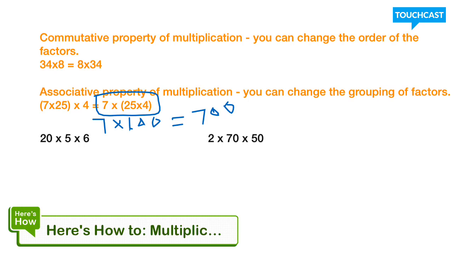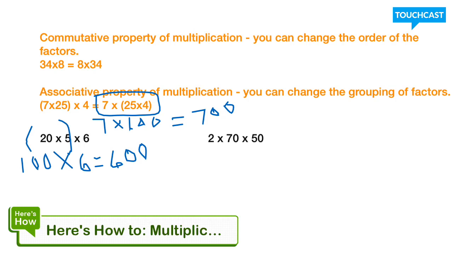Okay, so notice I have two examples down below. We're going to use these properties of multiplication to solve them in the easiest possible way. In the first example, 20 times 5 times 6, you could do it either way. You could do 20 times 5 first, or 20 times 6, or 6 times 5 first. I think the easiest would be if we did these two factors first, because 20 times 5, again, is 100. Then if you multiply that by 6, that's easy: 600.